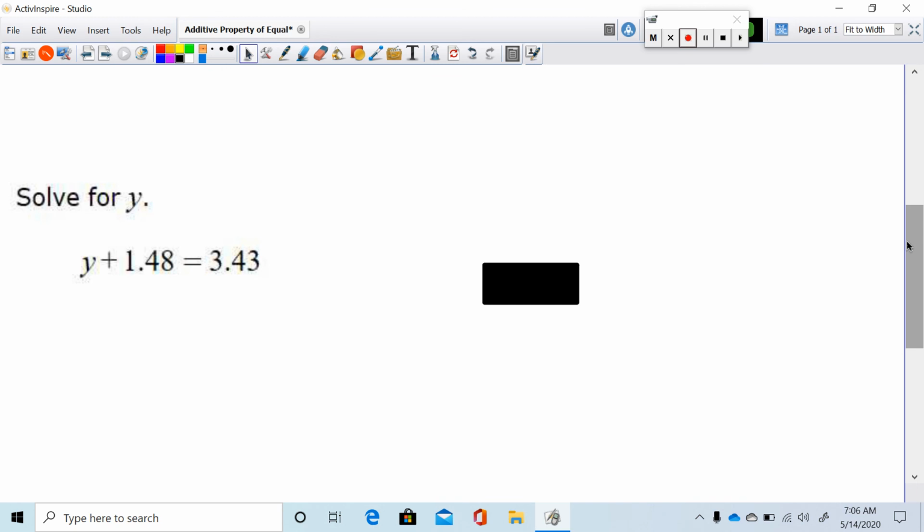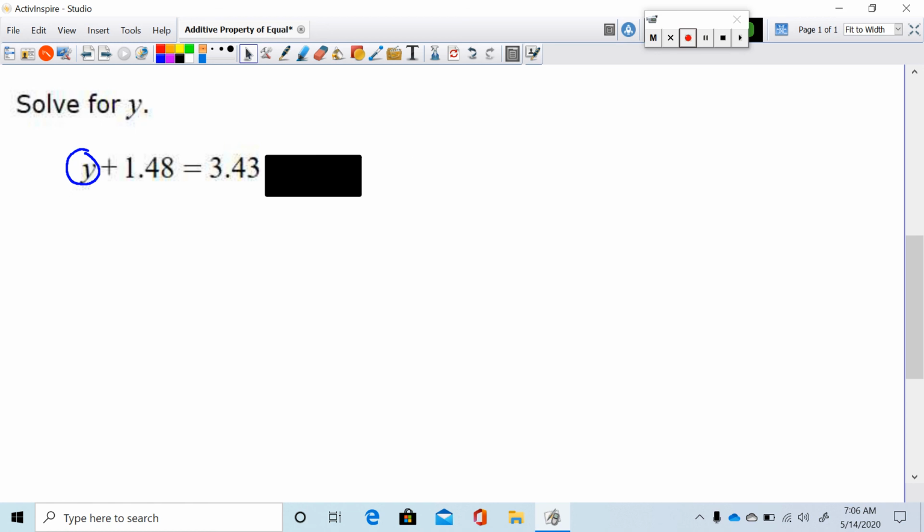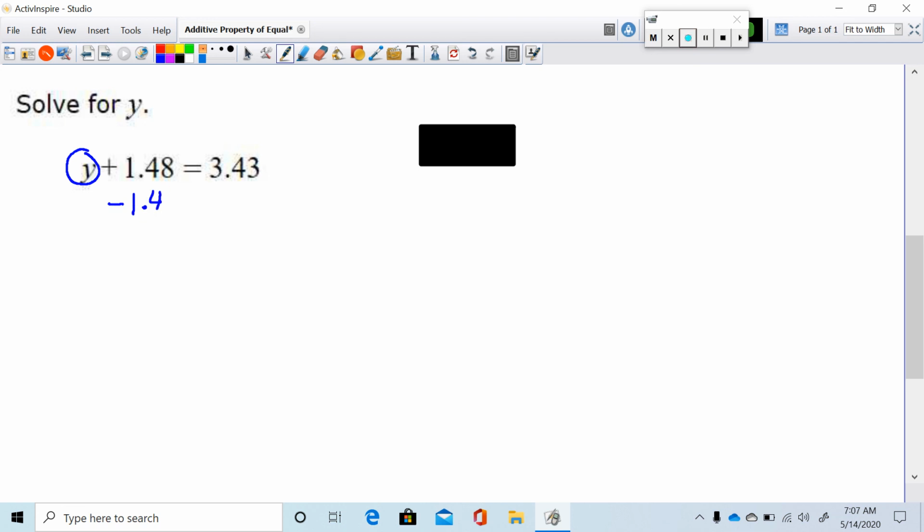The next one, solve for y. Again, we're solving for the letter that they asked us to solve for. So we need to get rid of anything that's on the same side of the equal sign as that. So we have to get rid of adding 1 and 48 hundredths, 1.48. So the opposite of adding is subtracting. So I'm going to subtract 1.48 on each side. Okay, bring down your y, opposites cancel, bring down the equal sign, write your decimal down.